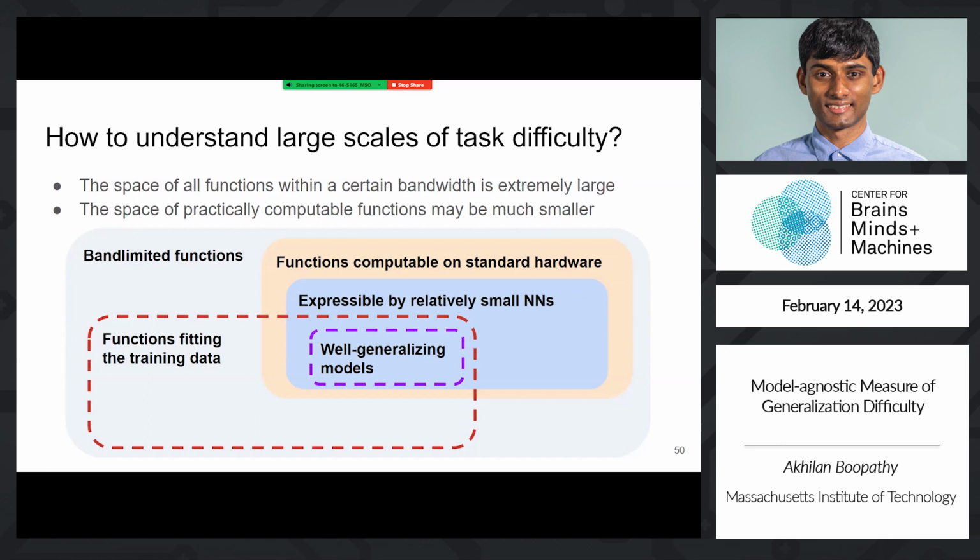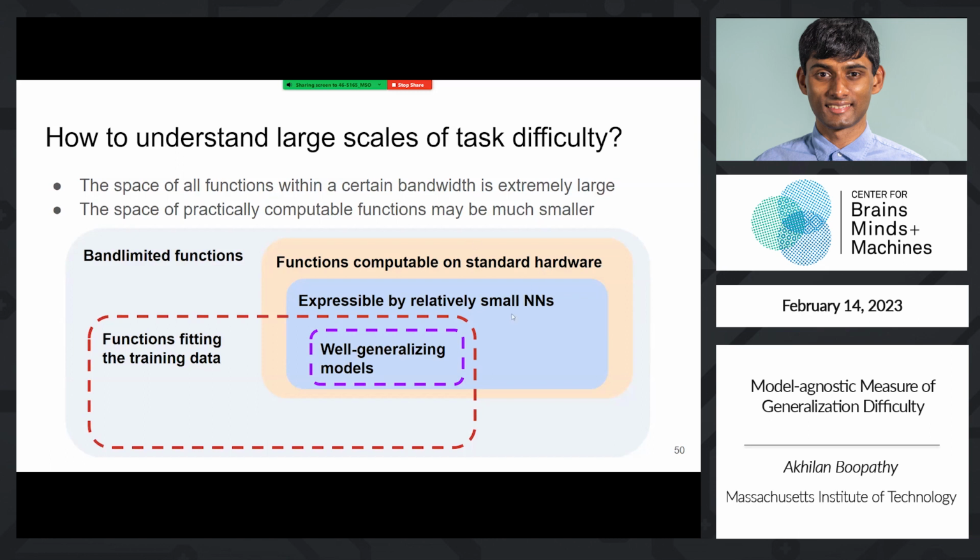It's likely, we think, that functions which are even computable on standard computing hardware are themselves a very, very tiny portion of this full hypothesis space. And even within those, the ones that are expressible by relatively small size neural networks are themselves a small portion of that set of computable functions. Now, the set of functions that fit our training data, if we just sample one randomly, most of them are probably not going to be computable on standard hardware. Maybe they're not smooth enough, they don't have enough compositionality, they're just not easily expressible by us.